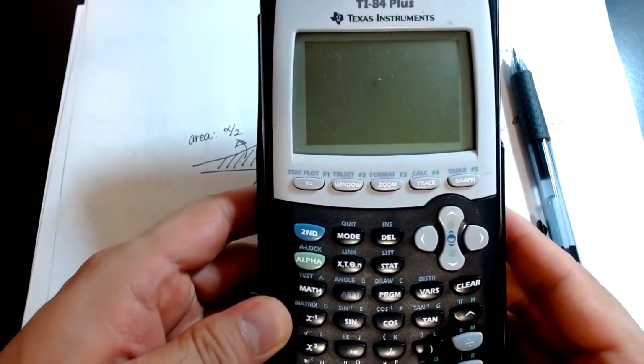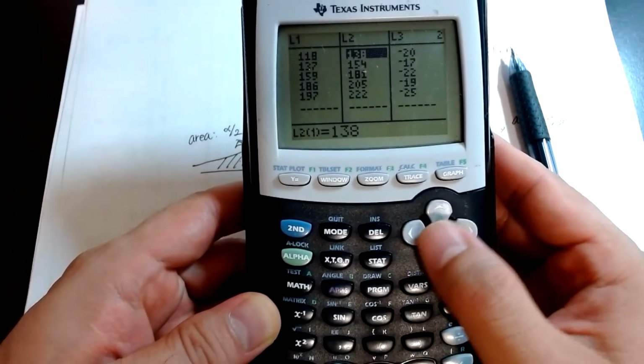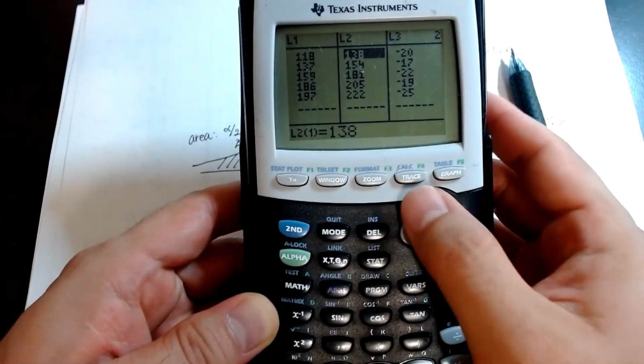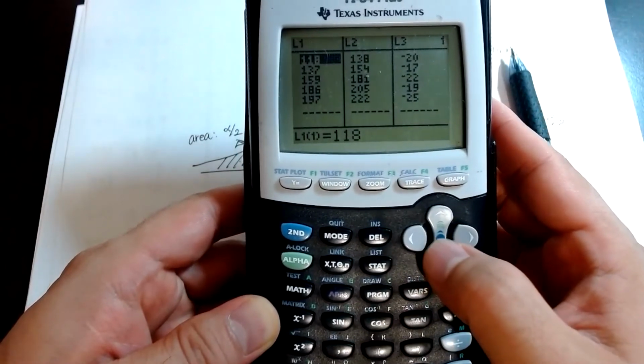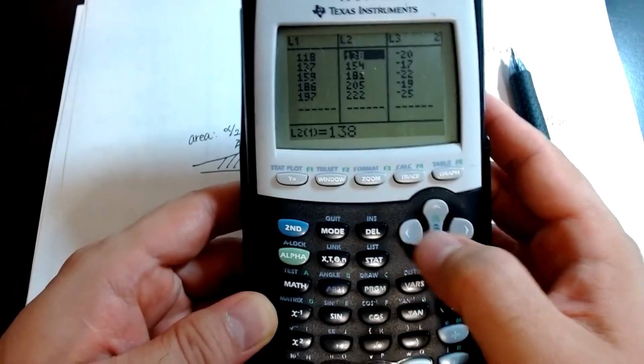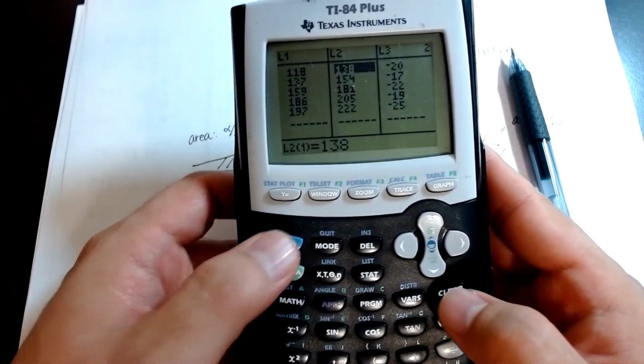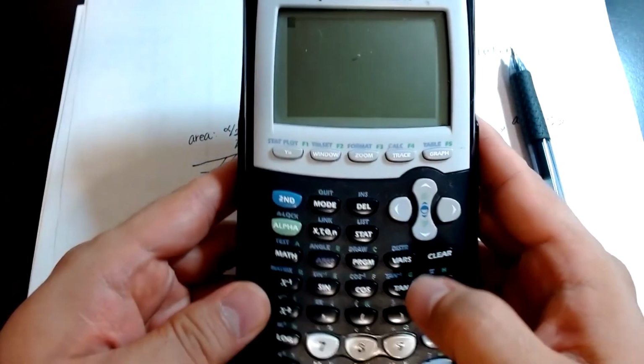All right. So first, you just enter the two sets of data, right hand and left hand. I enter the right-hand data in L1 and the left-hand data in L2. All right, and then we go back to the main screen.